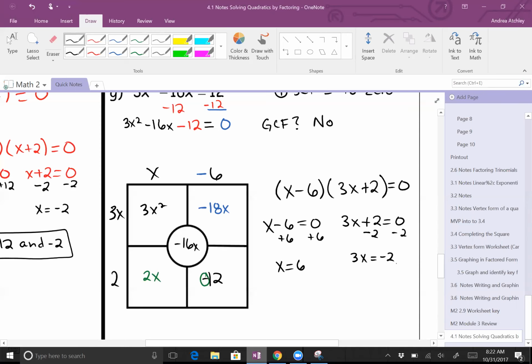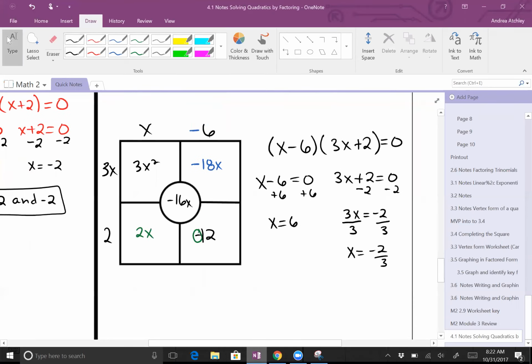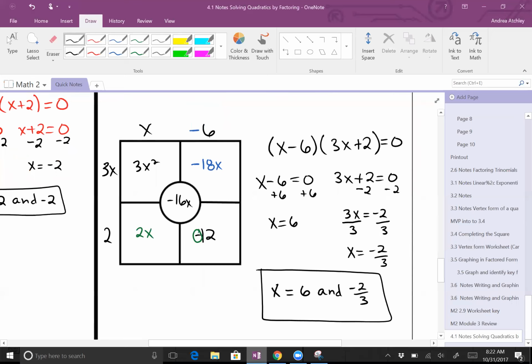Not done yet, though, because I have 3x. Divide by 3 on both sides. And I get x equals negative 2/3. So my solutions are x equals 6 and negative 2/3. Any questions over that? Okay, next one.